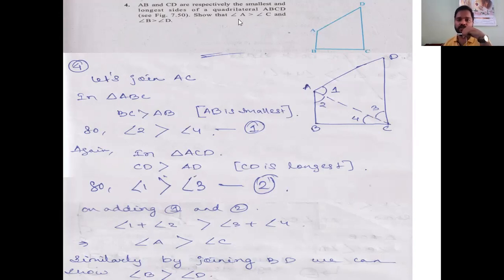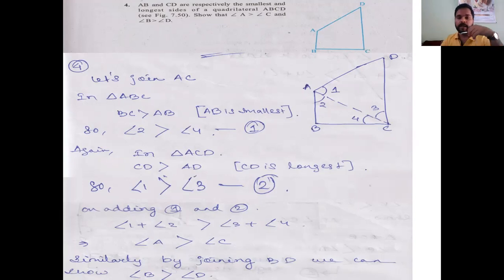First, it is asked to show angle A is less than angle C. So what we will do is, first of all, we will join AC. Okay, we will join AC. Now this angle, if you see, has been divided into 4 angles. 1, 2, 3, 4. I have taken numbers.